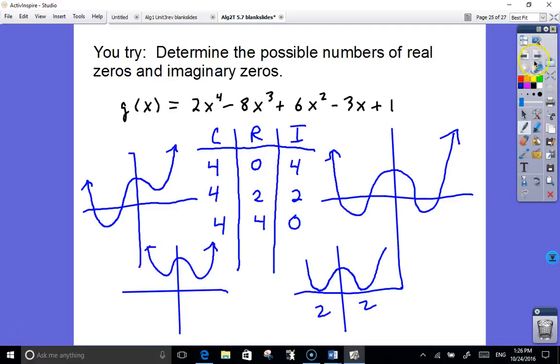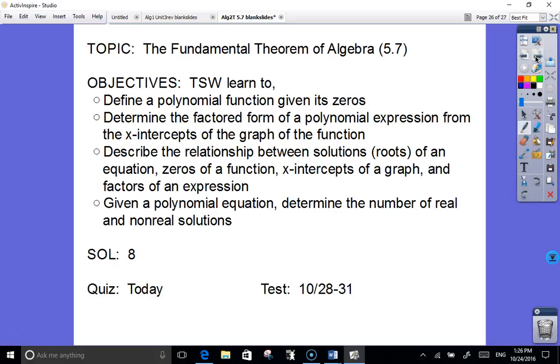Okay. And that was it. So define a polynomial function given its zeros. Determine the factored form of a polynomial expression from the x-intercepts of a graph. Describe the relationship between the roots of an equation, the zeros of a function, the x-intercepts of a graph, and the factors of an expression. And given an equation, determine the number of real and non-real solutions. Looks pretty thorough.